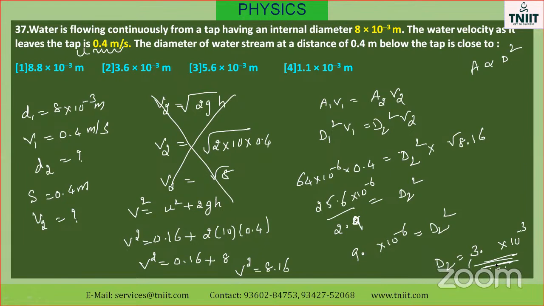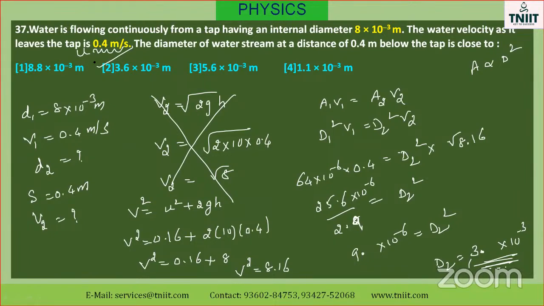But 3 point something you are getting. Yeah, we did it correctly. So 3 point something means you have to go for which option? Option 2, maybe. Correct, no? Yes, sir. Option 2 is the right answer. It is definitely 3 point something only.